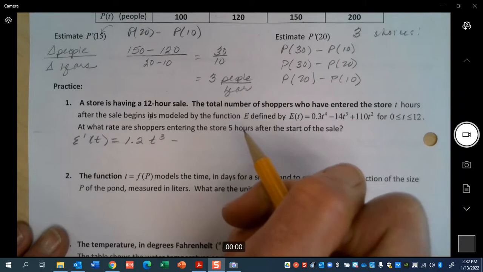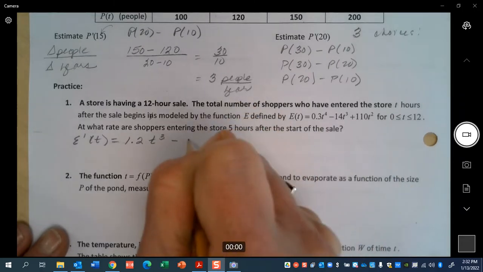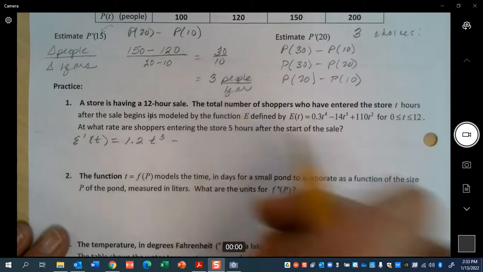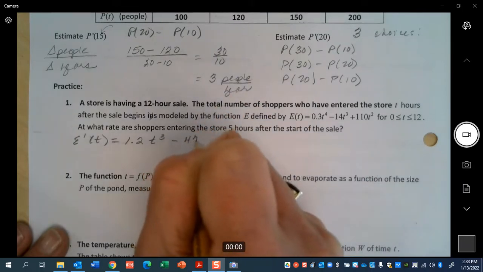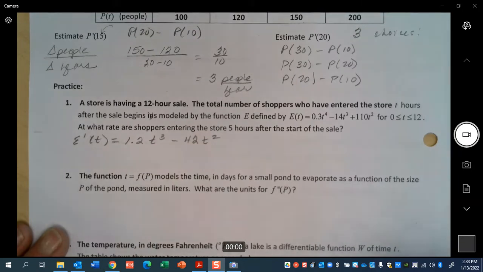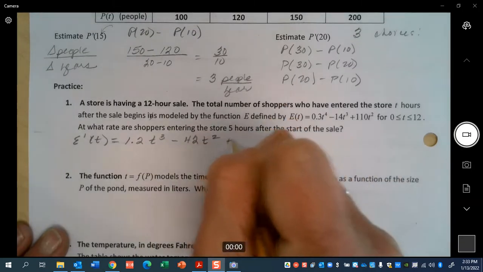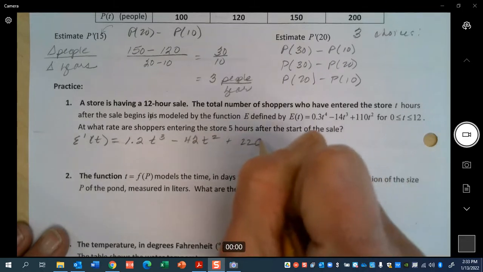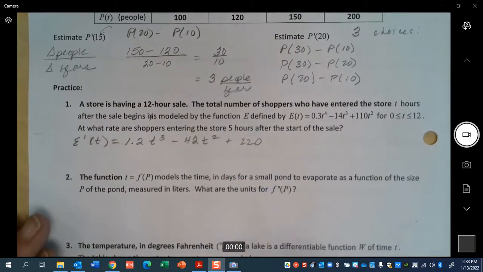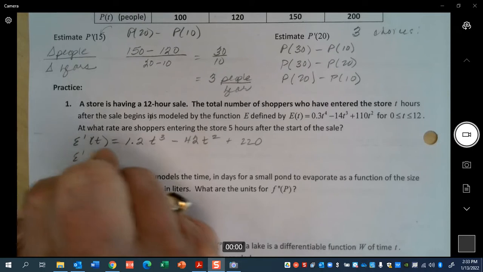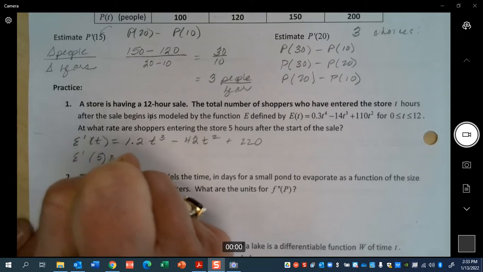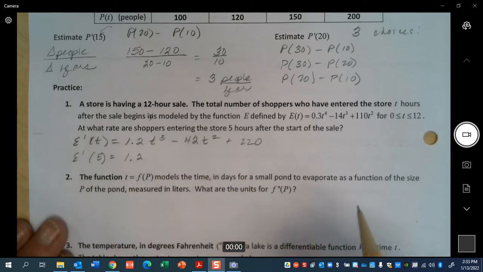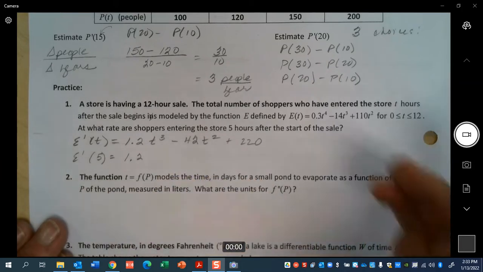14 times 3 is 54? No, 52? 42. It's 220T, right? Oh, thank you.